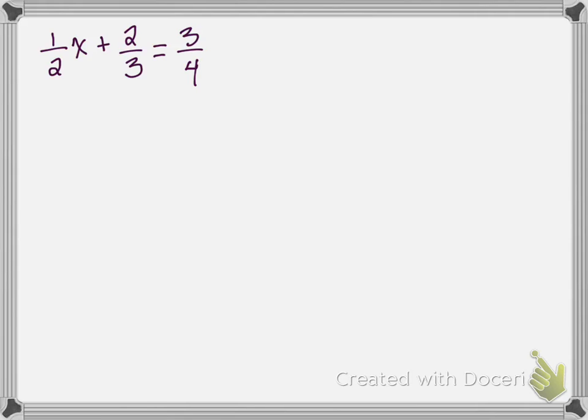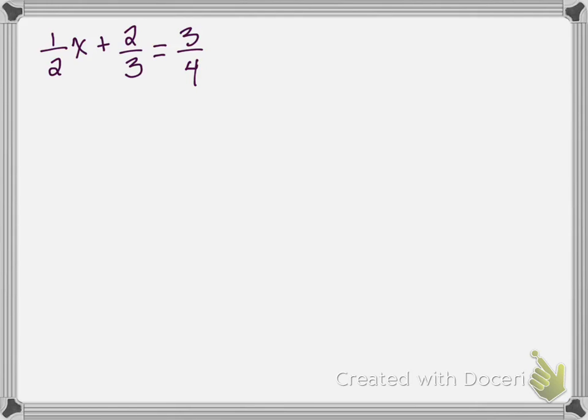If we use the same principle that we used on our basic equations, what would my first step be here? What would I do first? What would I need to subtract or add or divide or what? Subtract 2/3. Okay? And that is a completely reasonable thing to do. If you subtract 2/3 from both sides, you're fine. You're going to get the correct answer.